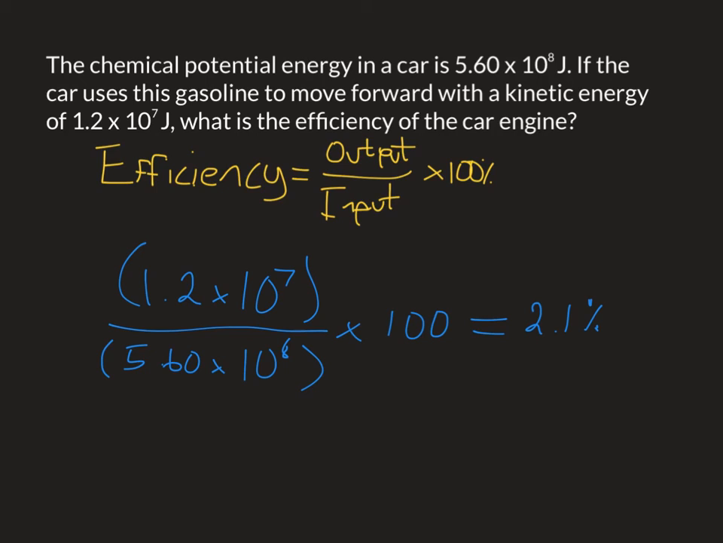Its engine only turns 2% of the energy from the gasoline into actual forward movement. The other 98% is used to overcome friction. It's used for the parts of the car to rub against each other. So that's how we find efficiency.